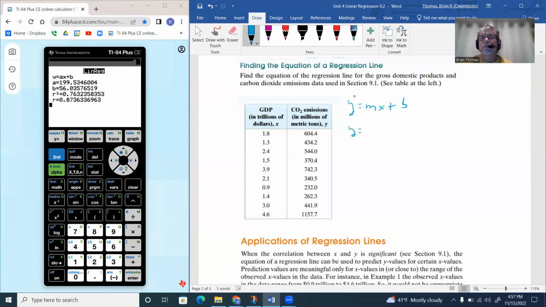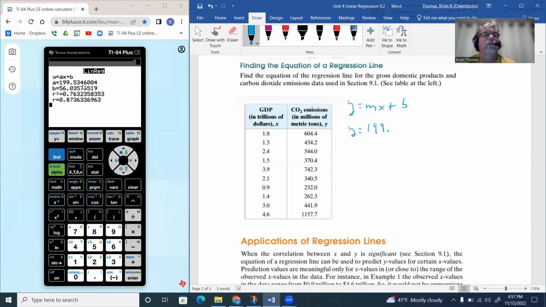Now, my lab, sometimes they'll round to 2 decimal places, sometimes they'll round to 3 decimal places. So let's just round the slope. We're going to round it to 3 decimal places. So we had this 199 to start with. Point. And we want to round the number to the third decimal place.